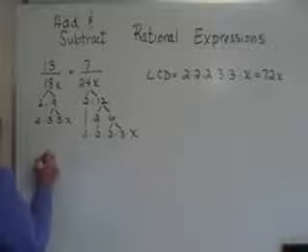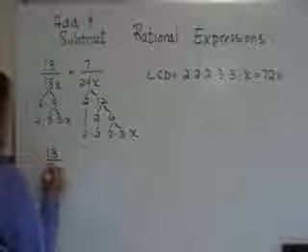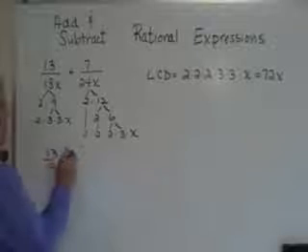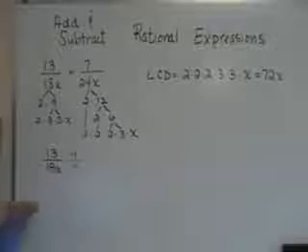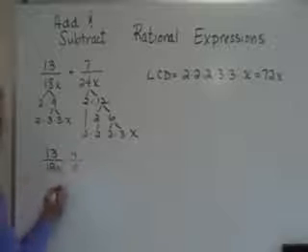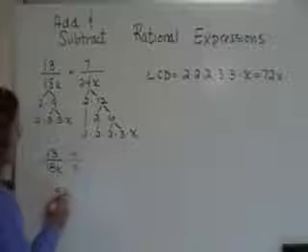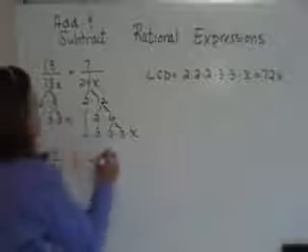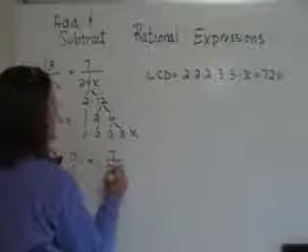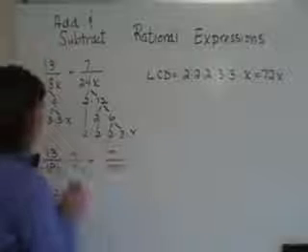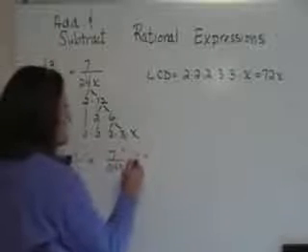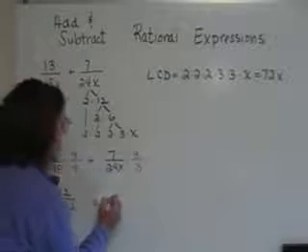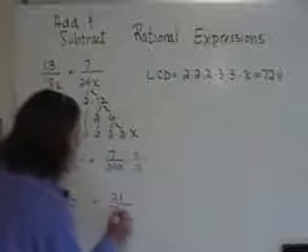So finally, I'm going to take this 13 over 18x, and I'm going to multiply it by, it looks like 4, top and bottom, in order to get a 72x downstairs. And when I do that, I'll have a 52 over 72x. And then the next fraction, 7 over 24x, needs to be multiplied by just a 3, top and bottom, in order to make this denominator become a 72. And I'll have 21 in the numerator over 72x in the denominator.